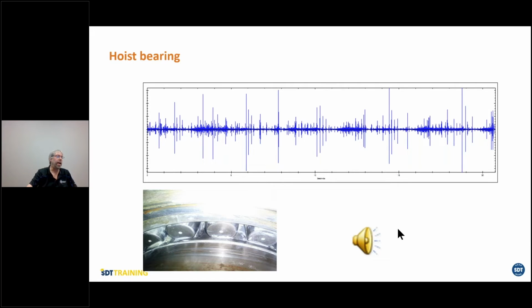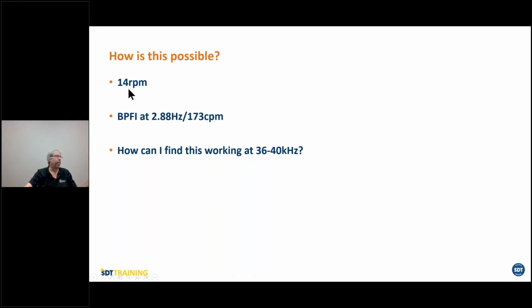You can clearly hear the impacting on the bearing. You can see even the damage on the race right here. So ultrasound is the ideal type of measurement you want for anything that goes very, very slow. This is at 14 RPM. We picked up the impacts.